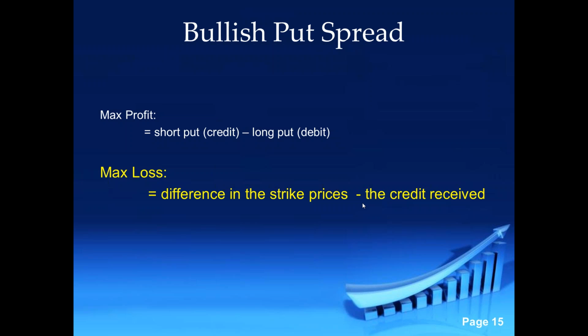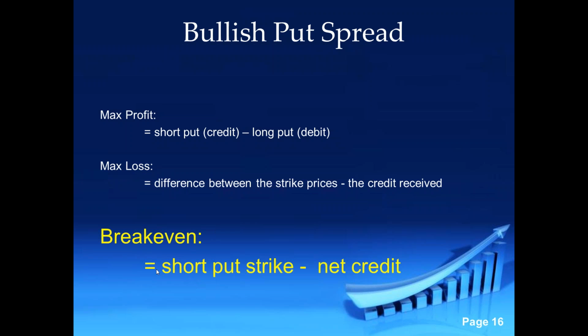So that's the trade-off. I would rather collect a small credit and have a high probability of success than a 50-50. I mean, you might as well flip a coin. Whereas when we're doing this one, we have much better probabilities of success. You're going to have better probabilities of success with this strategy than even going to a casino, I guess. And the break even is going to be your short put strike minus the net credit.